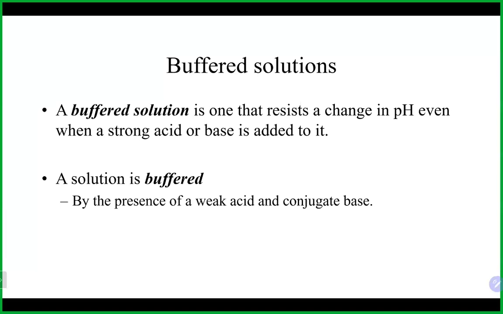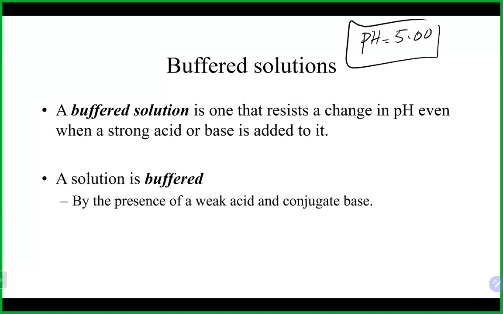You can make a buffer at any pH that you like. Whatever pH you want to make it, you could actually make a buffer at any pH. What that means, for example, is if we had a solution that had a pH of 5, and we took that solution and added more acid to it and it was a buffer, we would expect the pH to still remain around 5.